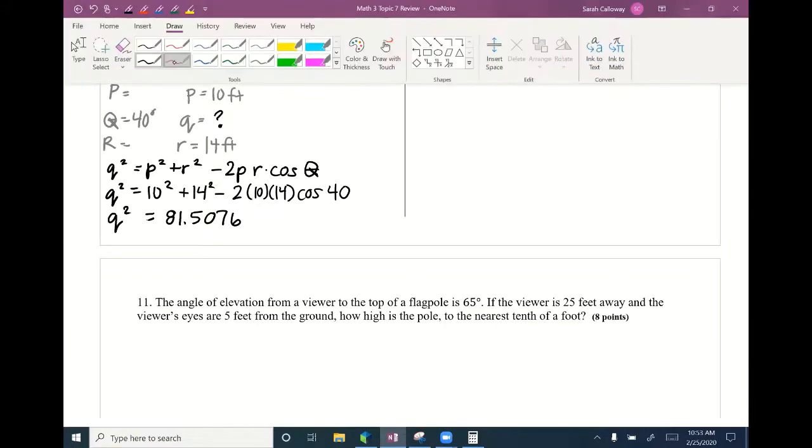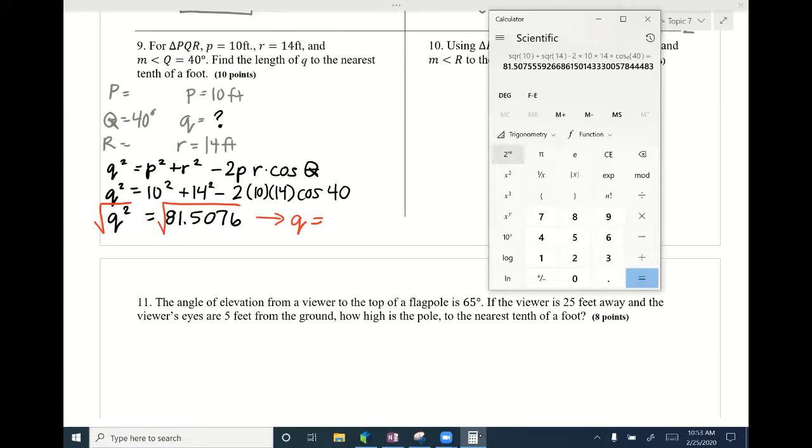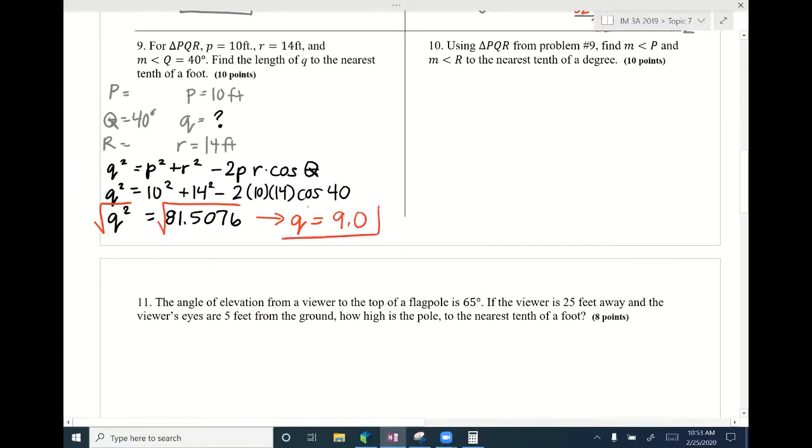So that's Q squared. To find Q, I'm going to take the square root of both sides. So this tells me that Q equals the square root of this. So again, I'm using my square root answer, about 9.02. It's telling me to round to the nearest tenth. So one decimal place would be 9.0. The 2 is going to keep it. So Q is 9.0 feet. Make sure that you use units if they give you units for your answer.